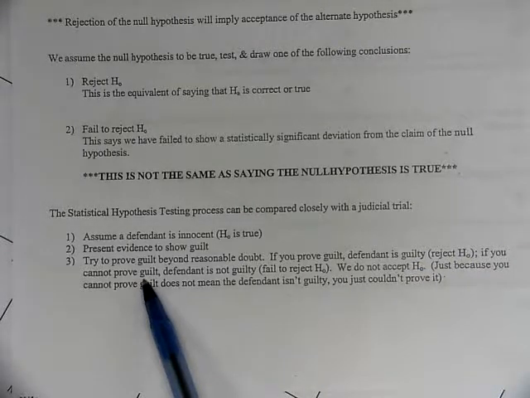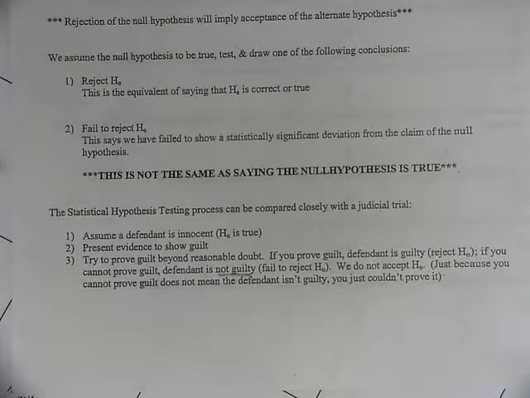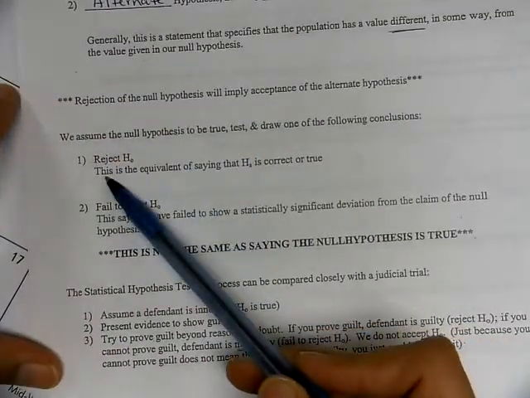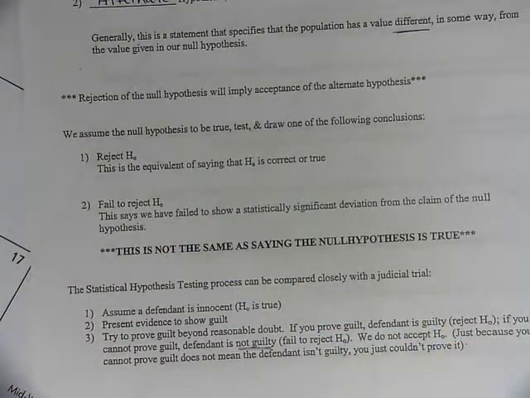If you cannot prove guilt, then the defendant, we say, is not guilty. We do not accept the null hypothesis. Just because you say somebody's not guilty doesn't mean somebody's innocent. Does that make sense? Think of OJ. He was not guilty, but nobody ever really proved he was innocent. People still think he did the crimes. Okay? So we don't ever really accept the null hypothesis. We either reject or we fail to reject. So your conclusion statement in your write-up is going to say one of those two things.